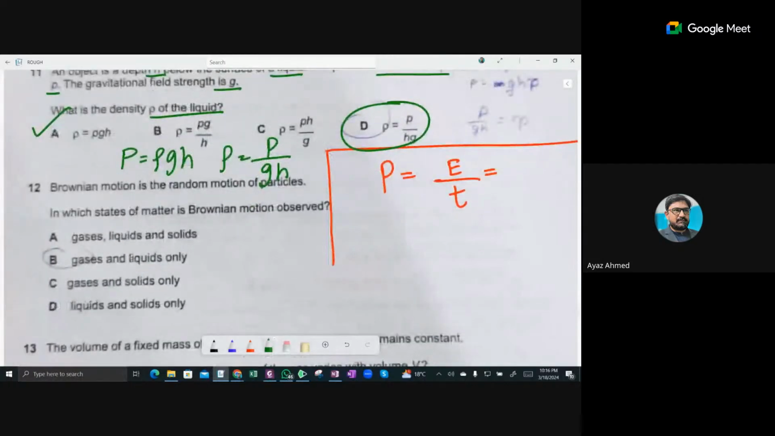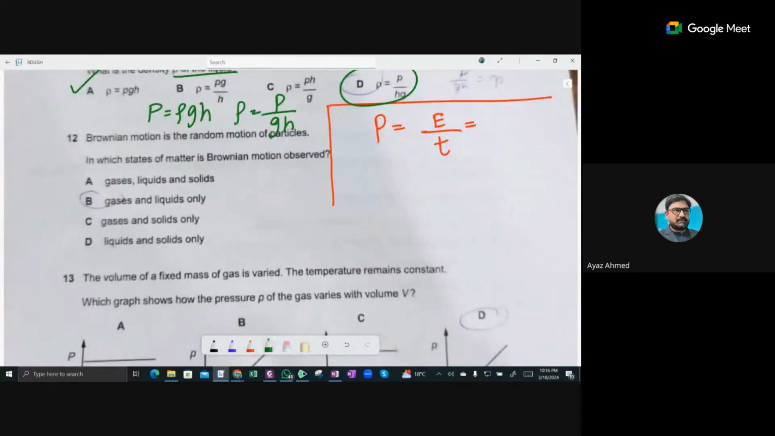Okay, got it. Are you counting your marks or not? Okay, good. Brownian motion is the random motion of particles. In which state of matter is Brownian motion observed? So gases and liquids only. Very good. That is correct.